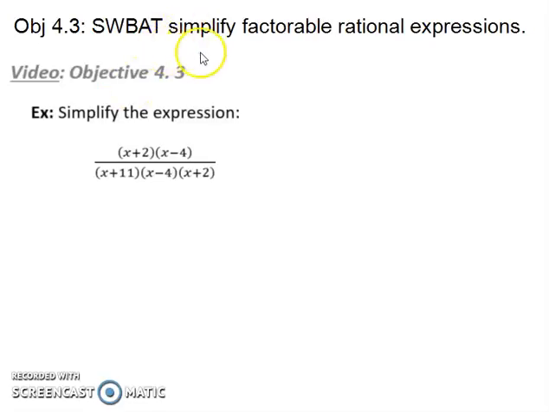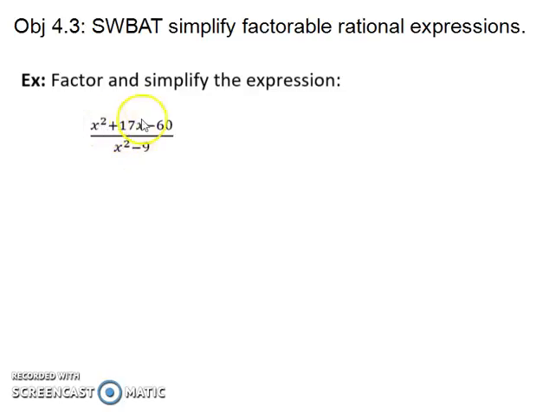Today's objective is that you are going to simplify factorable rational expressions. Factorable, of course, means that you can factor it. Rational means that it could be written as a polynomial divided by another polynomial. If you look at the second example, you'll see what I mean there. These are two polynomials being divided. If they factor, then we can simplify them.